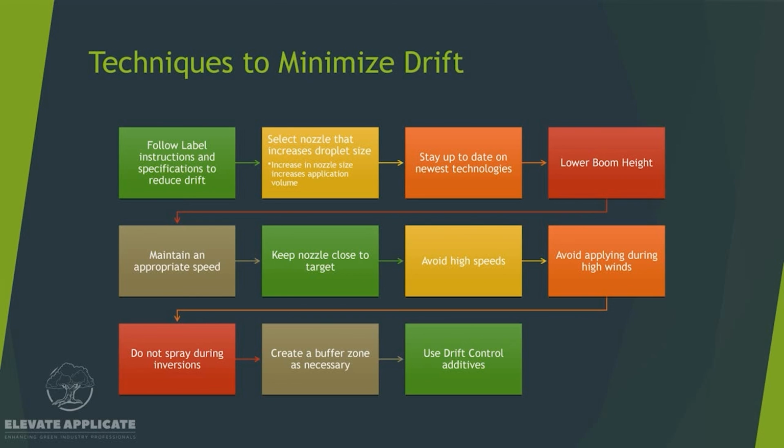Keep the nozzle close to the target. Similar to lowering the boom height, if you're using a backpack sprayer or whatever, keep it close. Avoid high speeds. Avoid applying during high winds. Pretty self-explanatory there. If there's high winds, it's very likely that it could carry a product far, far away. So you need to know when to hold them and when to fold them. Do not spray during inversions.